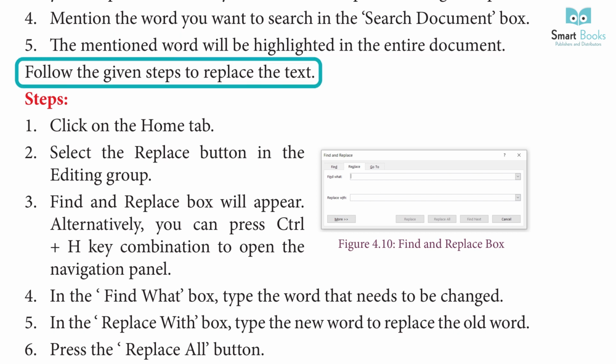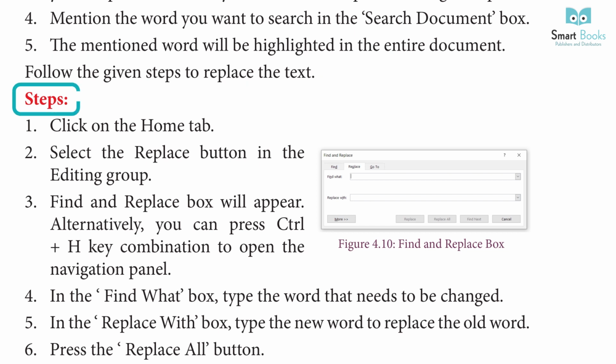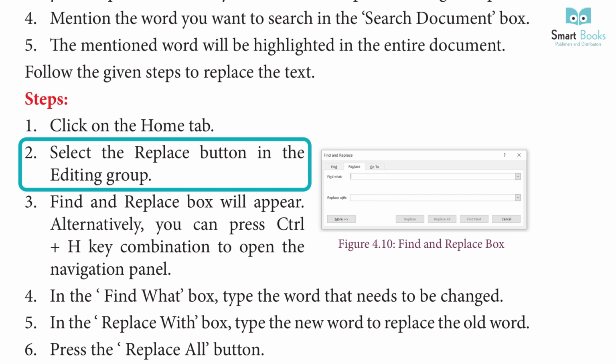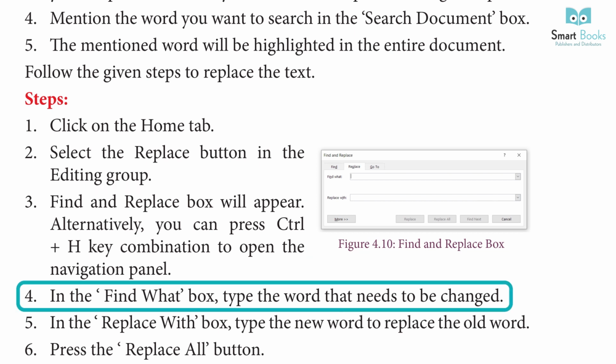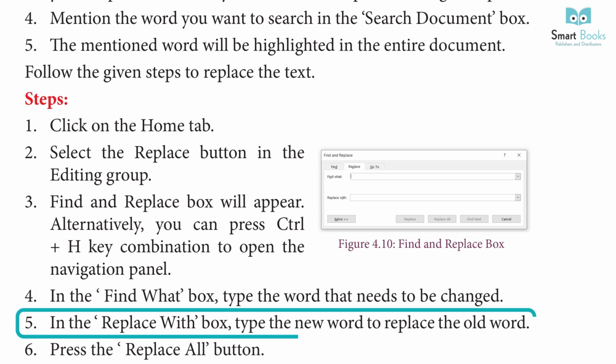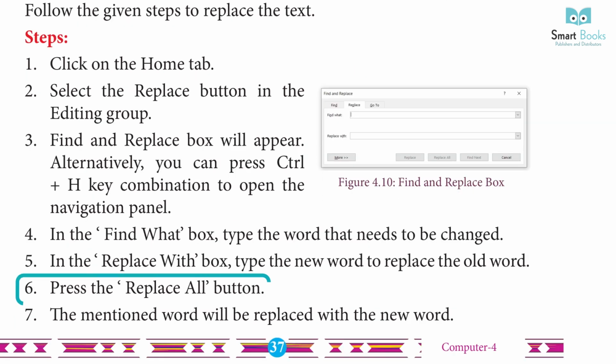Follow the given steps to replace the text. Step 1. Click on the Home tab. 2. Select the Replace button in the editing group. 3. Find and Replace box will appear. Alternatively, you can press Ctrl H key combination to open the box. 4. In the Find what box, type the word that needs to be changed. 5. In the Replace with box, type the new word to replace the old word. 6. Press the Replace All button.